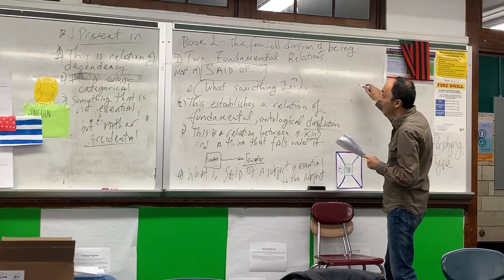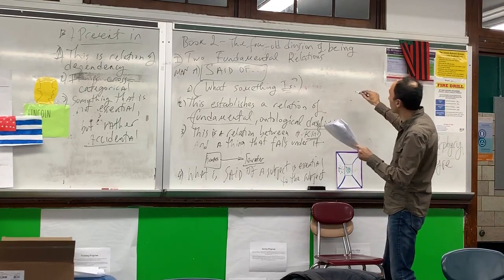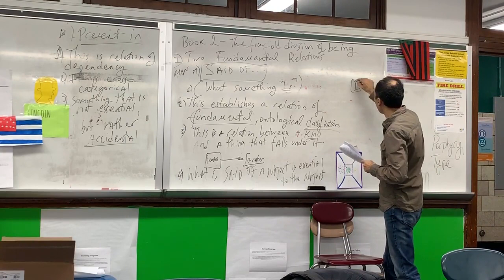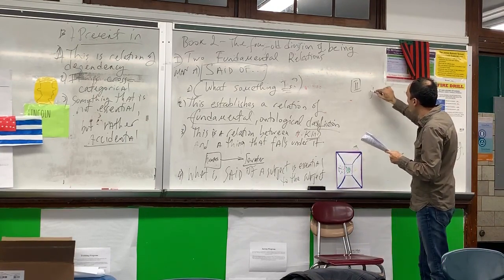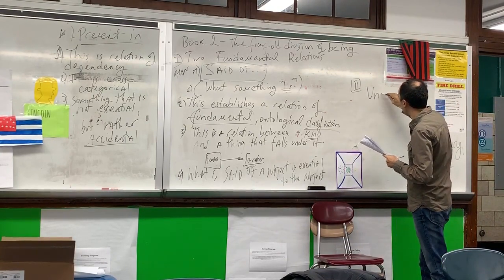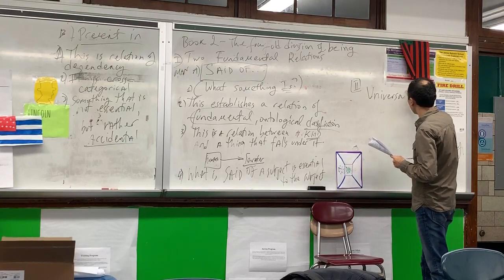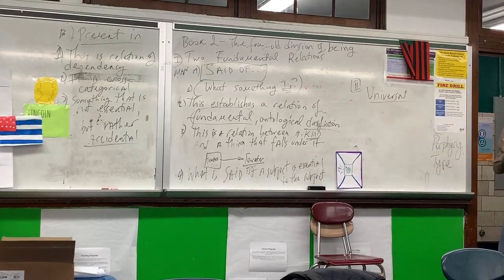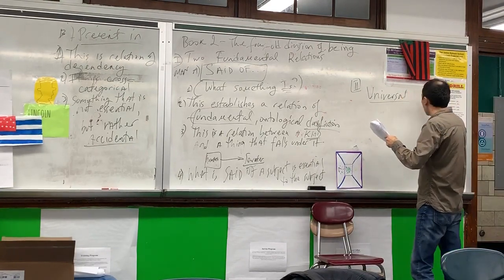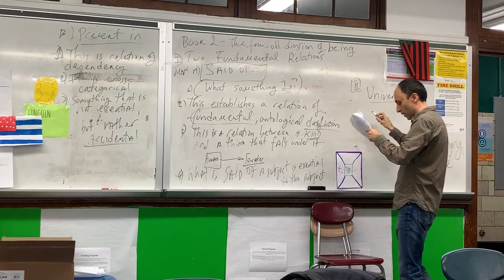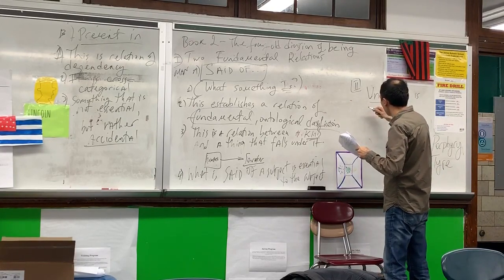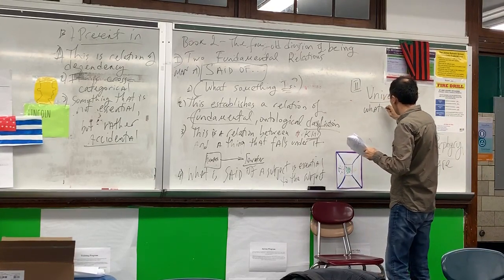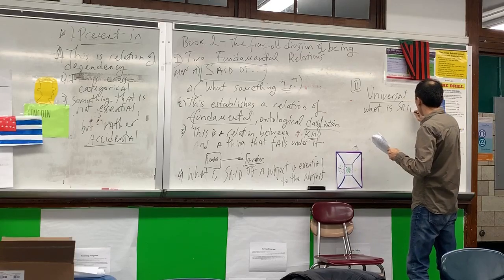So here we can add under Roman numeral 2, to move on with this classification, something that is a universal is something that is said of some object. Is what is said of.